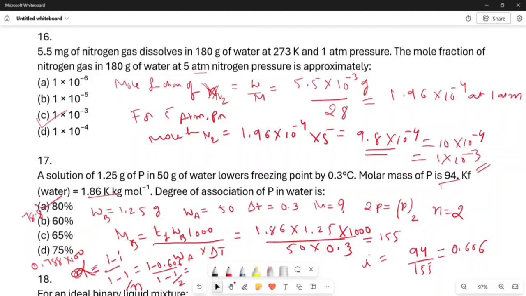Next we move to another question. Question number 18.